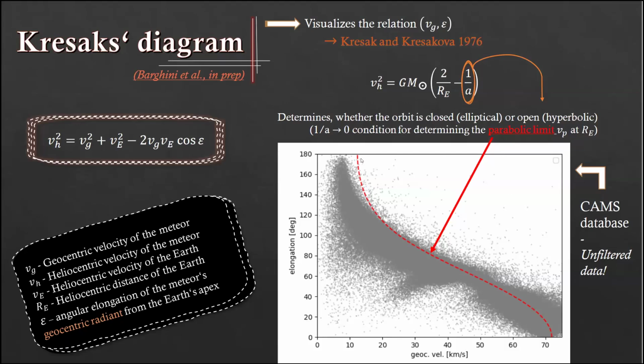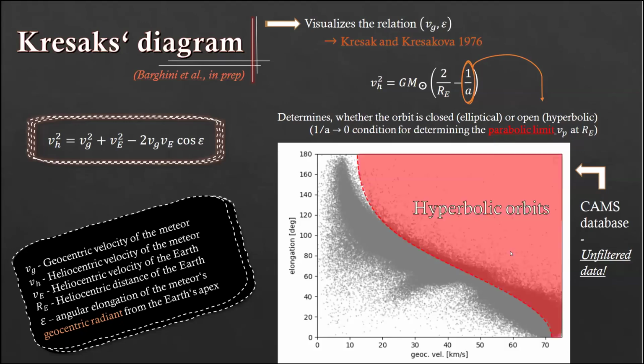I have visualized the parabolic limits, and what it means is that everything below these parabolic limits belongs to the ecliptic population, ecliptic orbits, and everything above this line suggests hyperbolic orbits. You can see the nice spreads beyond the parabolic limits on this unfiltered data.